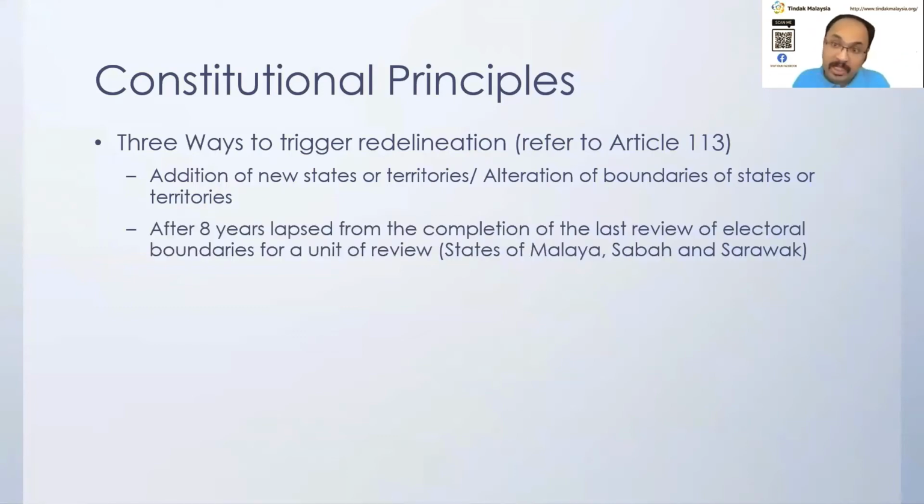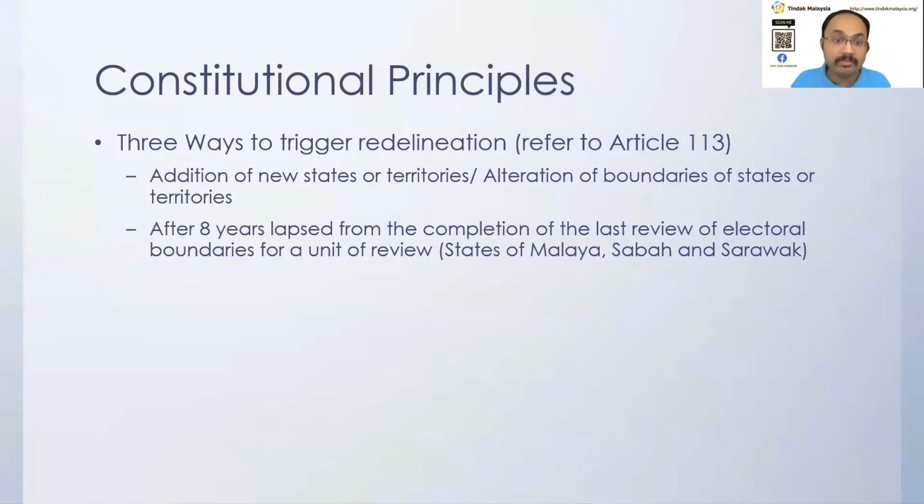This is the other important possibility. After 8 years have lapsed from the completion of the last review, hence the last change of electoral boundaries for a unit of review, that is states of Malaya, Sabah, and Sarawak, which I'll highlight in the coming slide. What I meant is when the redelineation report is submitted to the Prime Minister after 1 or 2 rounds of inquiries, that's the date the review is completed.